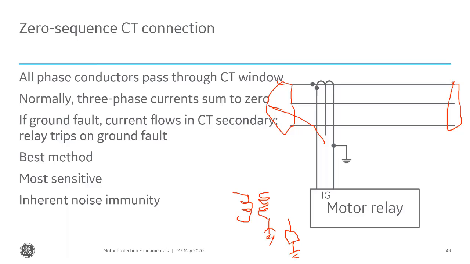The reason it's a better solution is because even if I get it at 50 to 5, I can sense down there in that lower range. I don't have to worry about CT saturation, those sort of things, right? So that's when and where I should use the zero sequence CT.